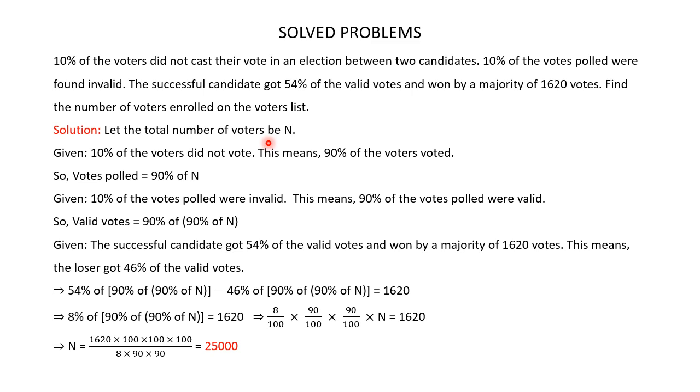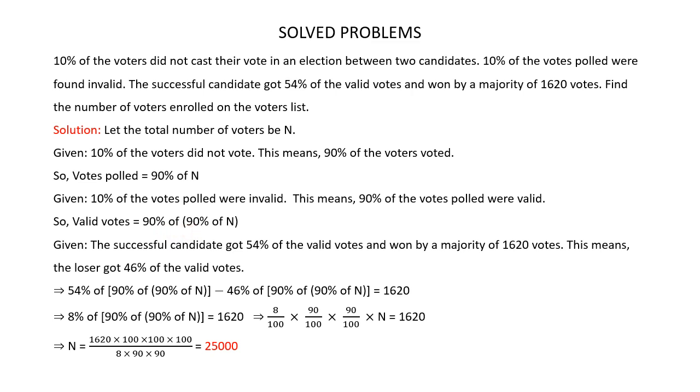It's given that 10% of the voters did not vote. This means 90% of the voters voted. So votes polled is 90% of n. It's given that 10% of the votes polled were invalid. This means 90% of the votes polled were valid. We know that the votes polled is 90% of n. So valid votes is equal to 90% of 90% of n.